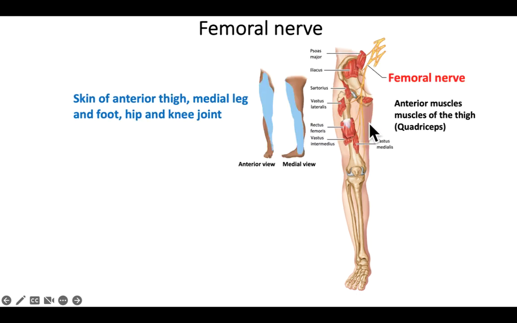The femoral nerve, notice it innervates a lot of the skin, almost the entire anterior thigh, some of the anterior leg, as well as a lot of the medial portion of the leg. And it innervates your quadriceps. So if there's damage to the femoral nerve, you might have trouble extending your knee.